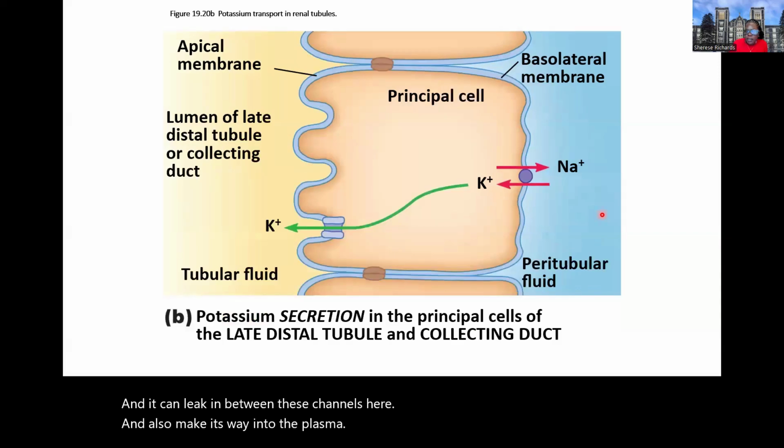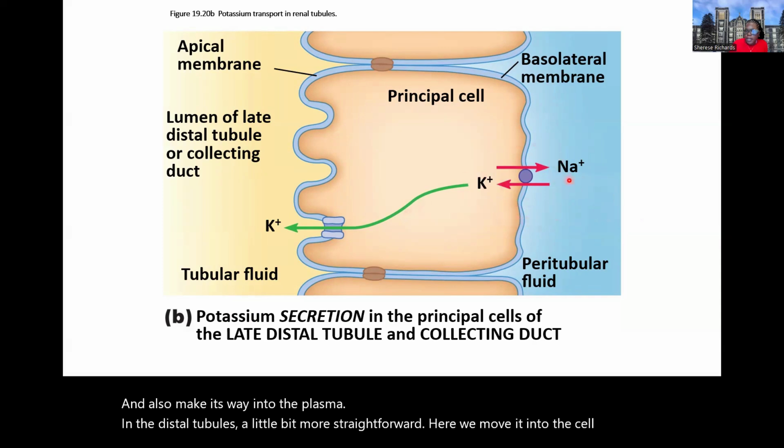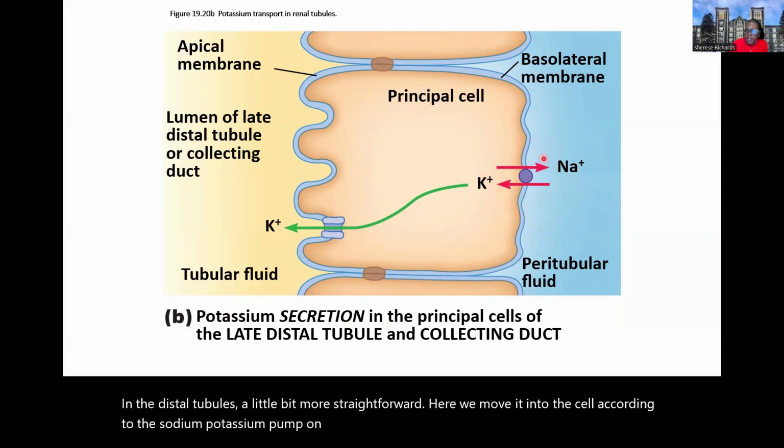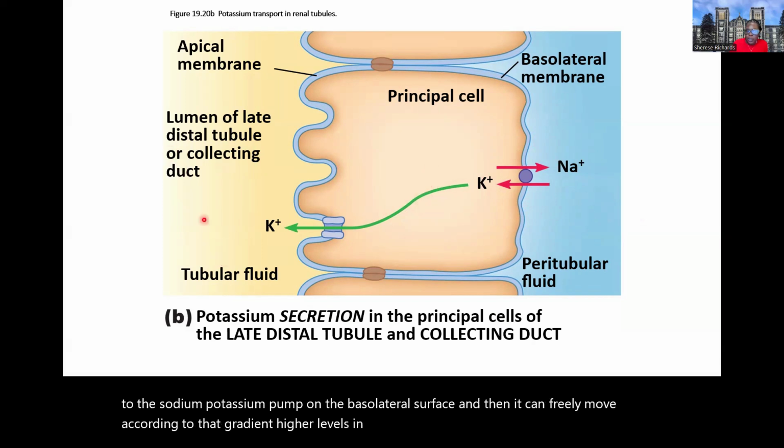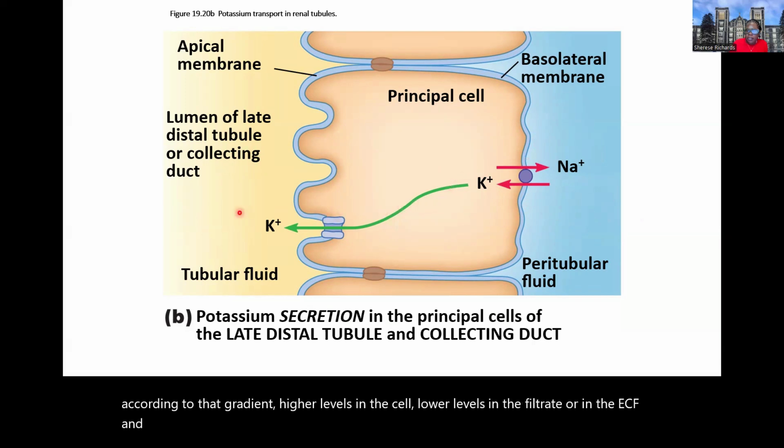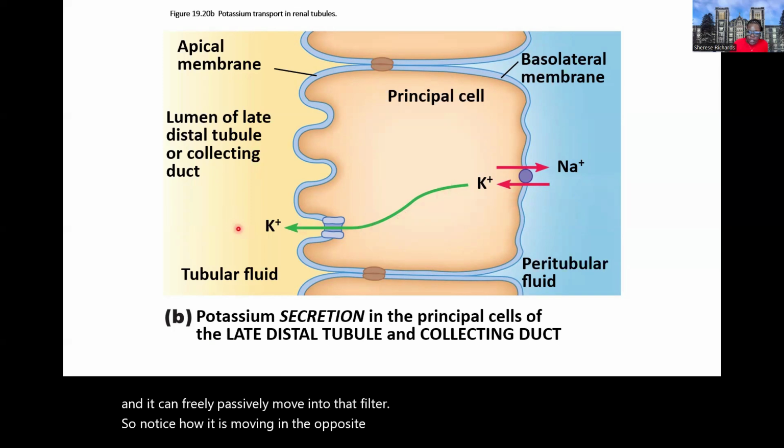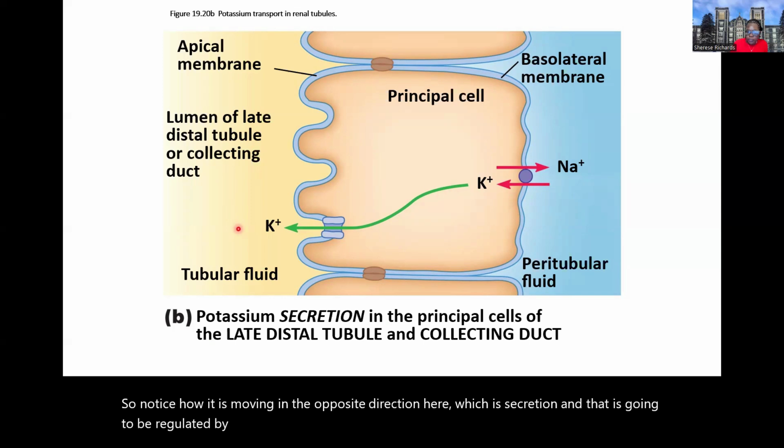In the distal tubule, it's a little bit more straightforward. Here, we move it into the cell according to the sodium potassium pump on the basolateral surface, and then it can freely move according to that gradient, higher levels in the cell, lower levels in the filtrate or in the ECF, and it can freely passively move into that filtrate. So notice how it is moving in the opposite direction here, which is secretion, and that is going to be regulated by the levels of aldosterone.